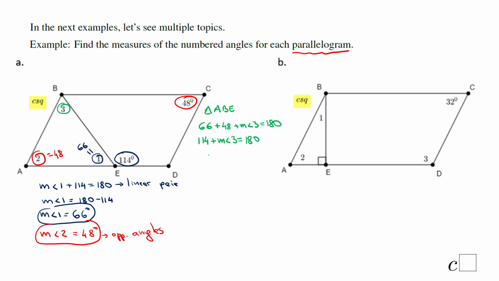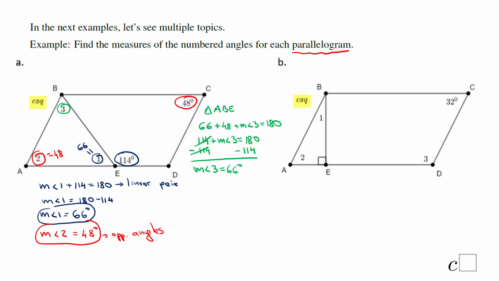So the last step, we're going to subtract 114 on both sides. And we have the measure of angle 3 is 66.